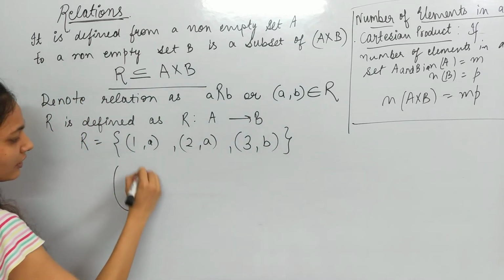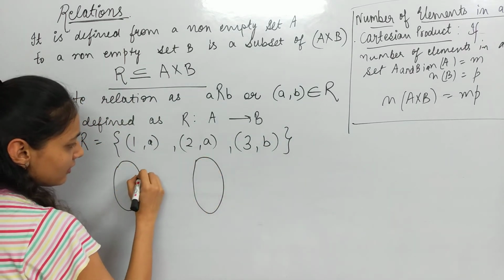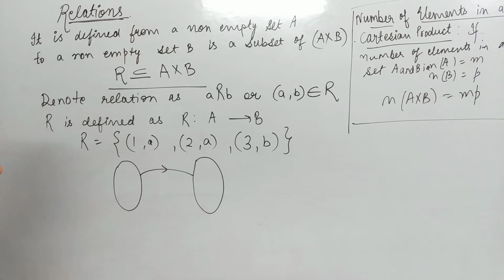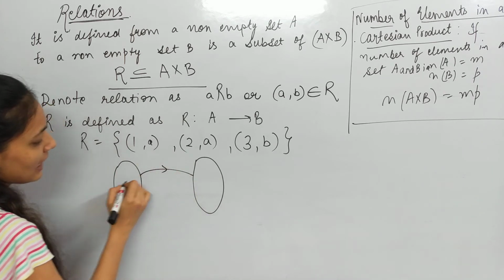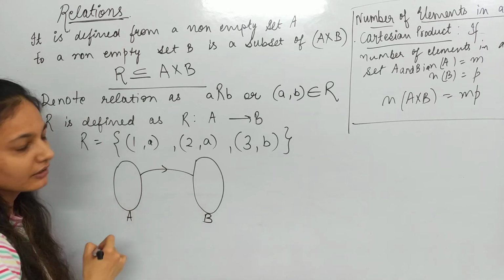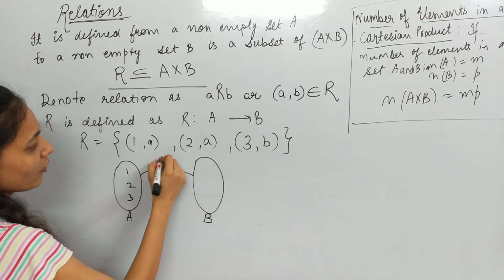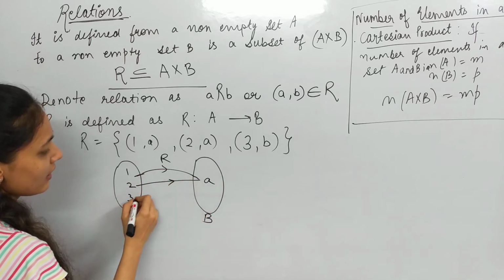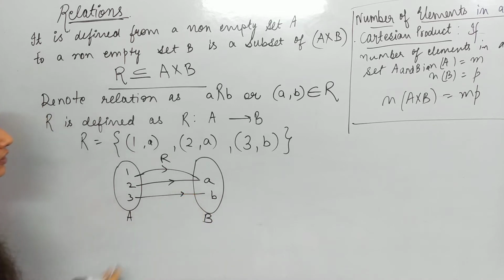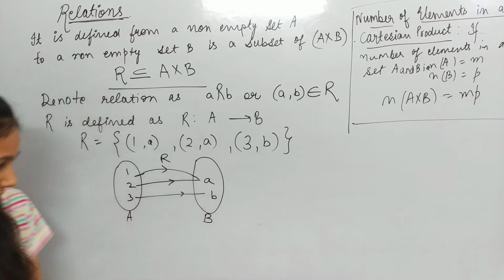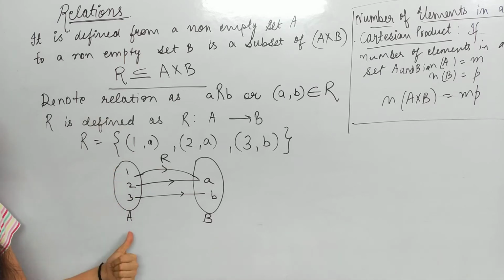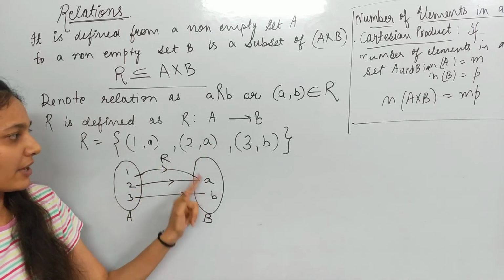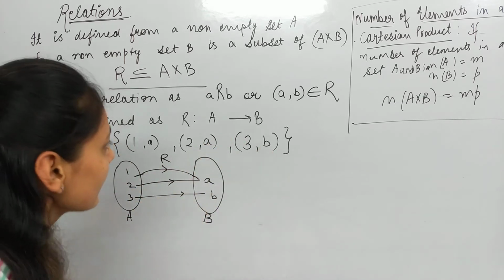So that means the relation is, symbolically, R is from A to B, and if we see the diagrammatic representation of this, this is set A and this is set B, and A contains elements 1, 2, 3. 1 is related to A, 2 is also related to A, and 3 is related to B. In this way, diagrammatically, you represent your two sets. So in this way you represent it.